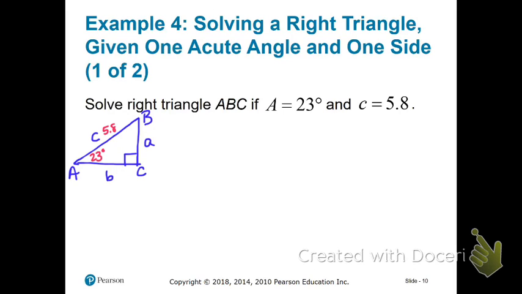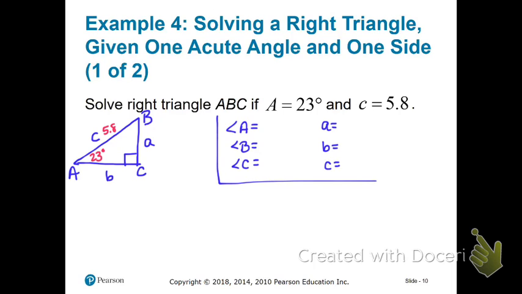Now, anytime I'm solving a triangle, to make sure, because that means find everything, right? So what I do is I set up a little pattern I follow. I'm going to find my angles A, B, and C, and I'm going to find my sides A, B, and C. And when this is filled in, then I know I'm finished. So I just got to fill this in.